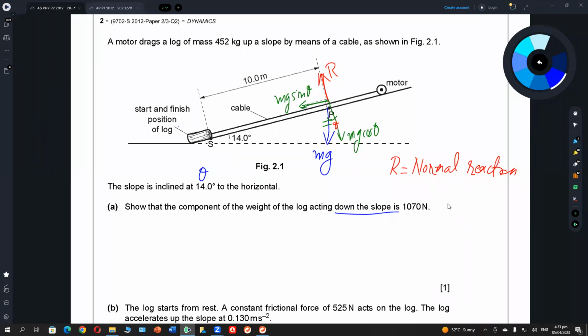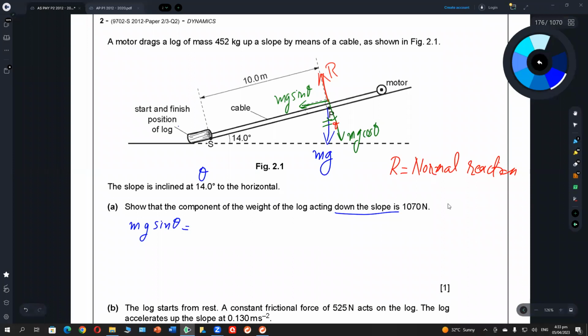I stopped here and we were discussing: show that the component of the weight of the log acting down the slope. So now, can you help me? What is the down the slope component here? Down the slope will be mg cos theta. No, no, sin theta, mg sin theta. How can it be mg cos theta? mg cos theta is vertically down. So he's talking about mg sin theta.